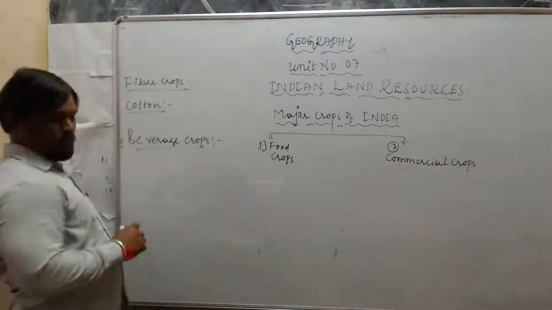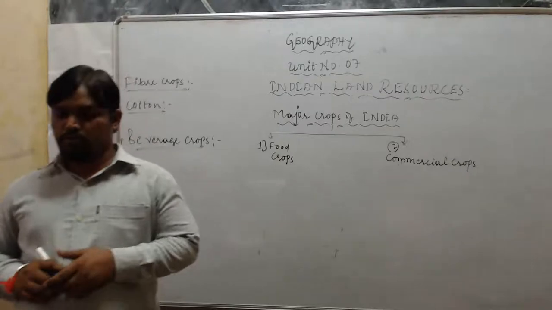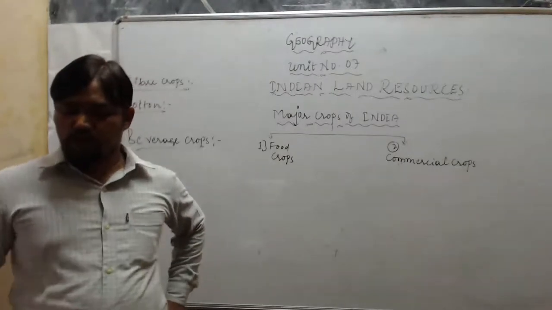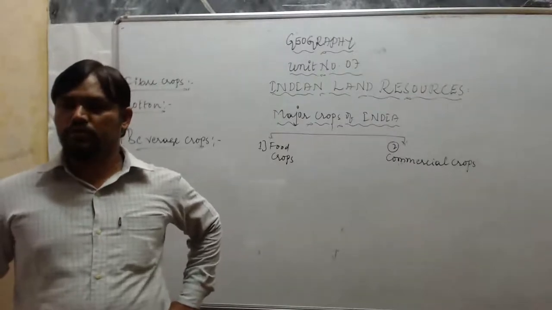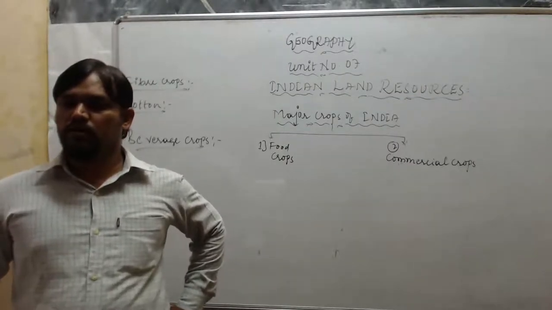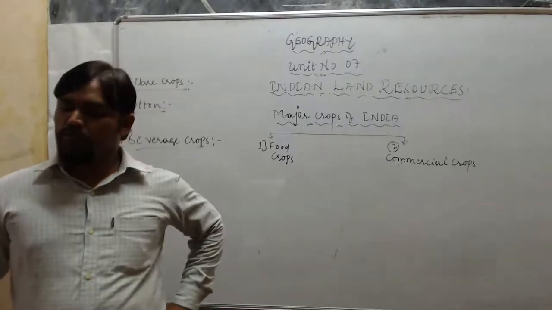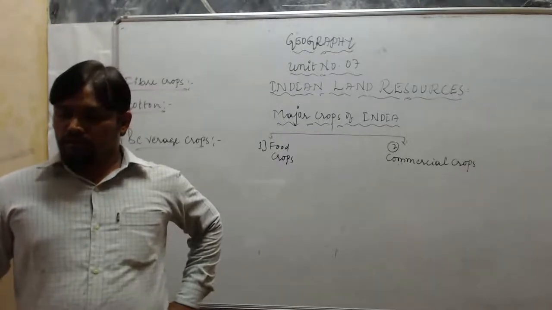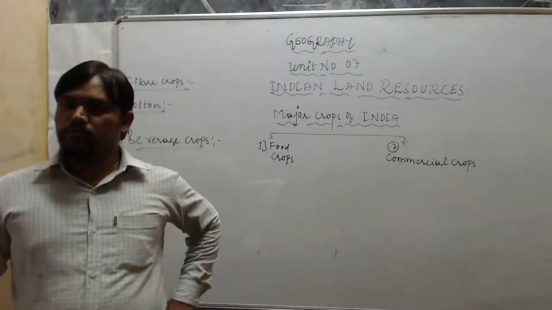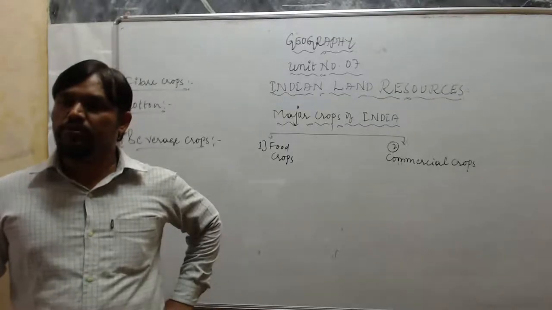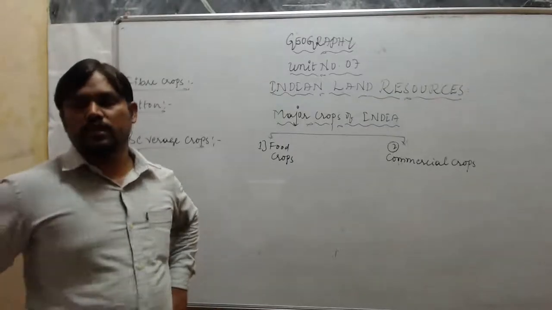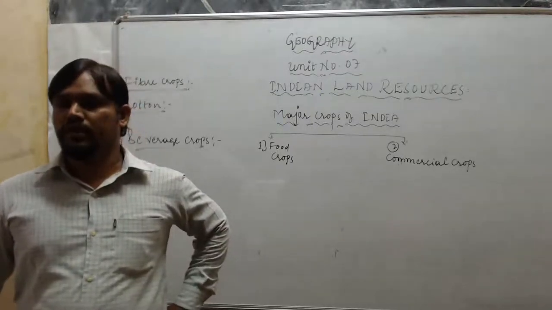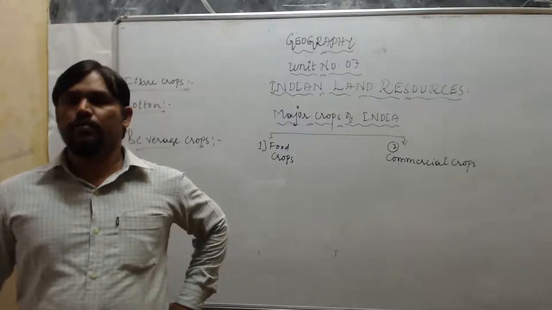First, what are the beverage crops? The crops which are used to produce stimulating drinks are called beverage crops. It's very important for one mark. The crops which are used to produce stimulating drinks are called beverage crops. Example, coffee and tea. These are the two examples for beverage crops.